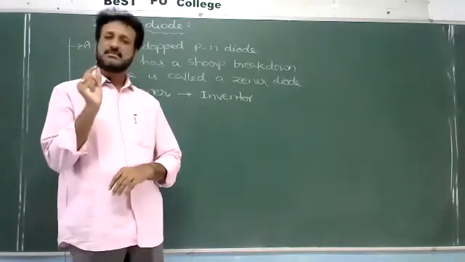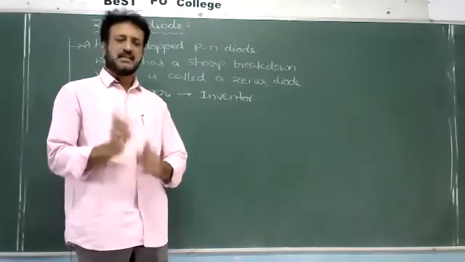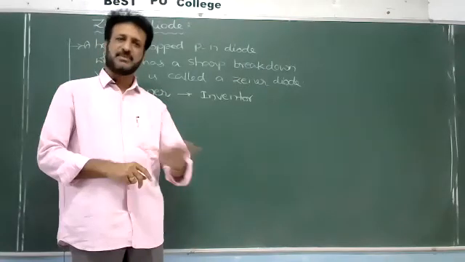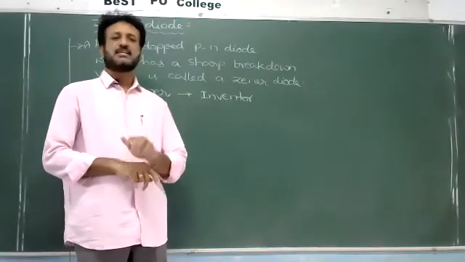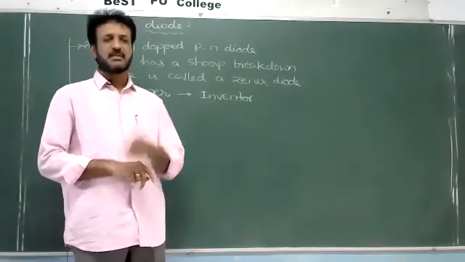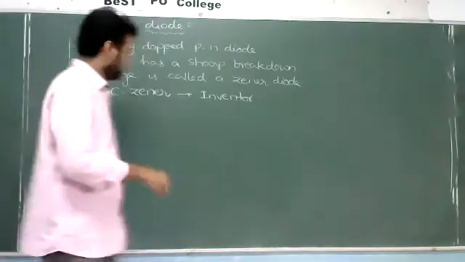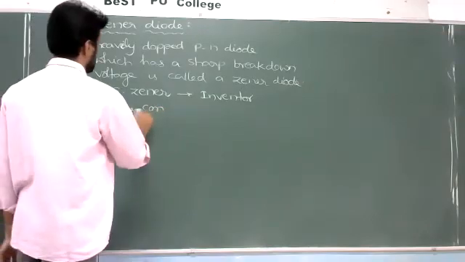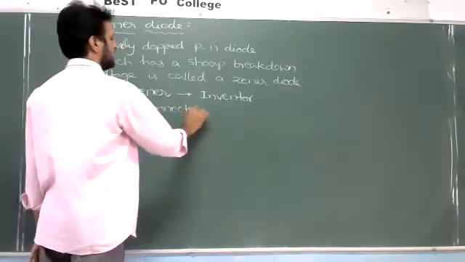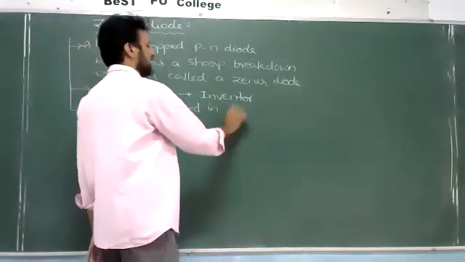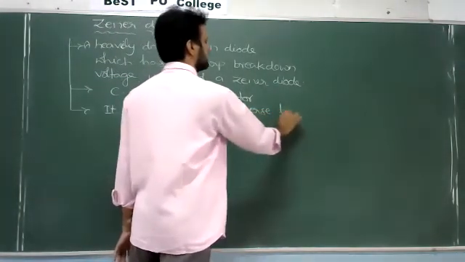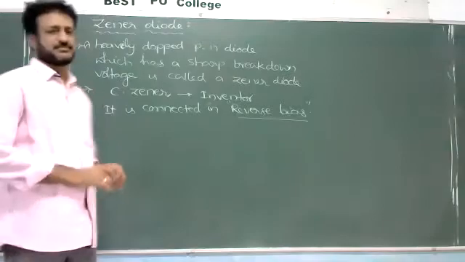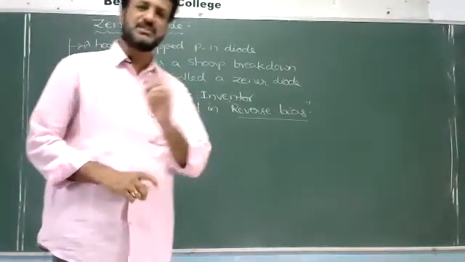In forward bias, a normal diode and a Zener diode both have the same function and behave the same way. But in reverse bias, a normal PN diode has no use, whereas a Zener diode has much use. So a Zener diode is generally always connected in reverse bias, and in the breakdown voltage region.